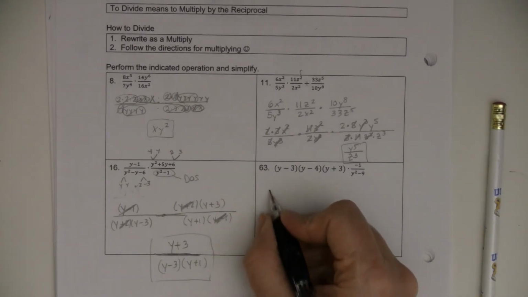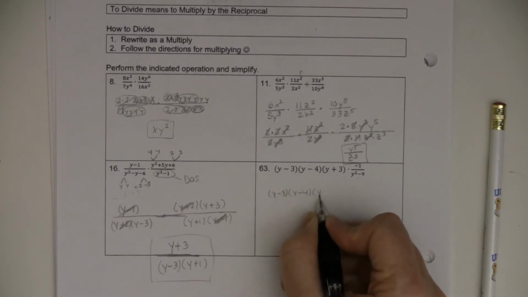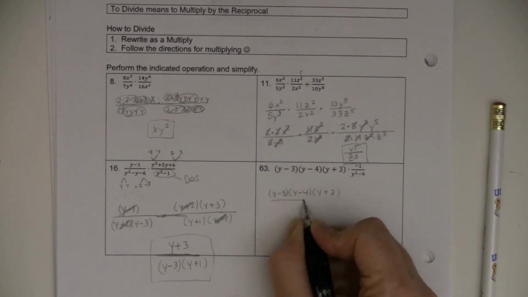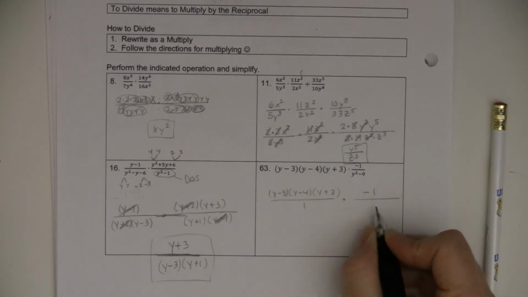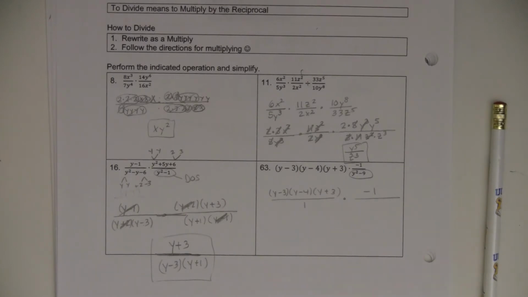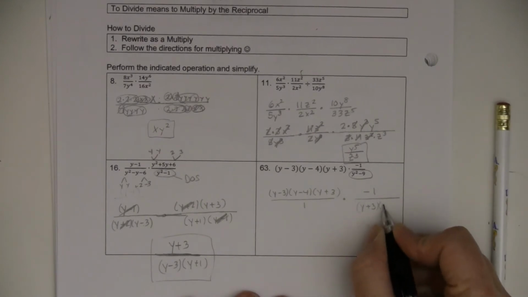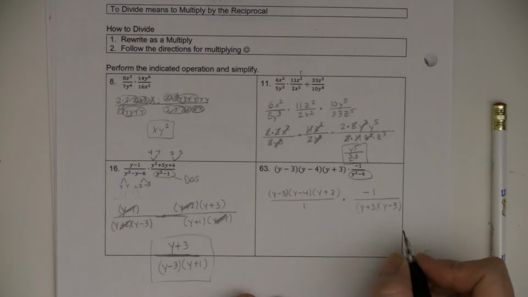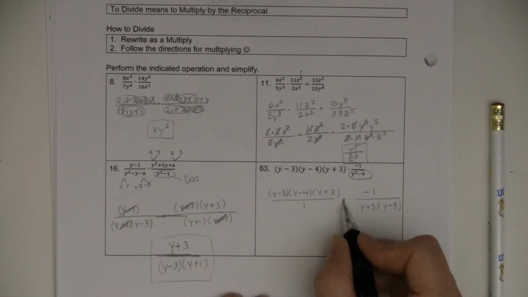This is y minus 3 times y minus 4, already factored, y plus 3, already factored, so nice, over 1, times negative 1. And then this, you do need to factor. You need to factor that one, which is, do you guys remember? y plus 3, y minus 3. It's a difference of squares. I'm hoping that you're getting used to those difference of squares because they have been coming up a lot. And then anything in the numerator will reduce with anything in the denominator.